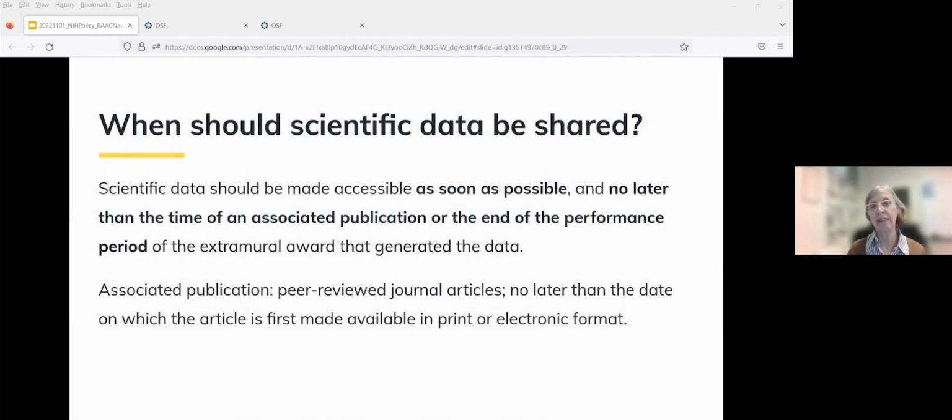So when should scientific data be shared? In essence, as soon as possible. And they're taking this far more seriously than in the past. Sarah talked earlier about how the data must be shared no later than the first of either a related publication date or the end of the performance period. This is a big change. Formerly, you might not share your data until months after a publication.